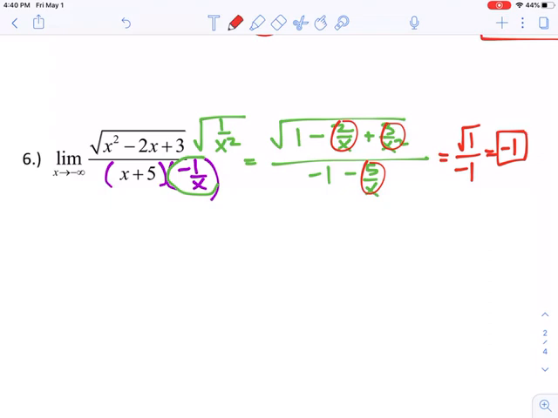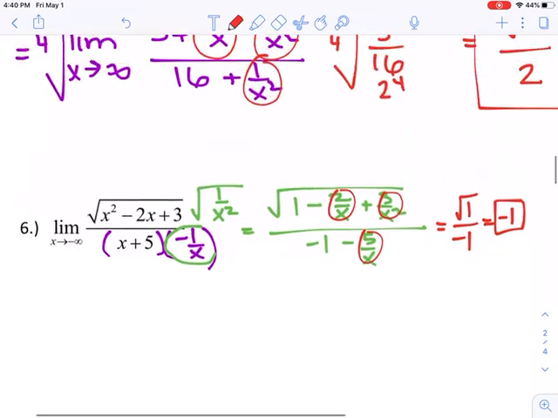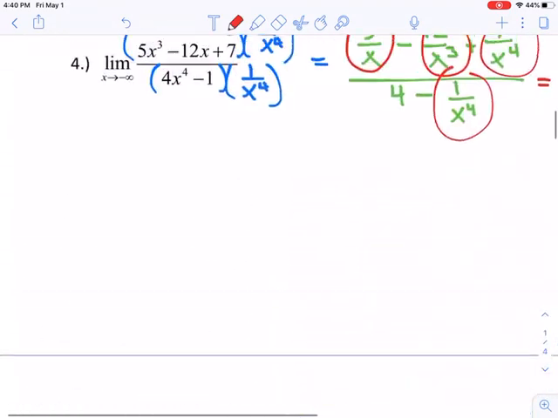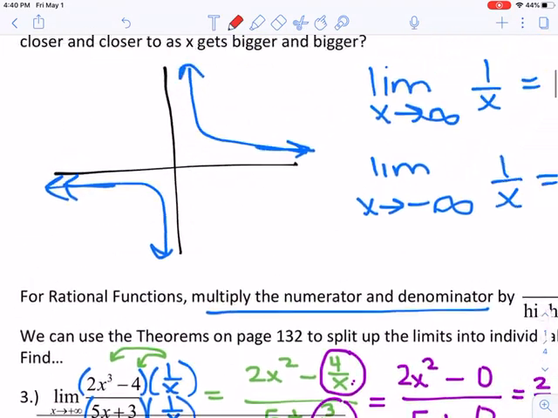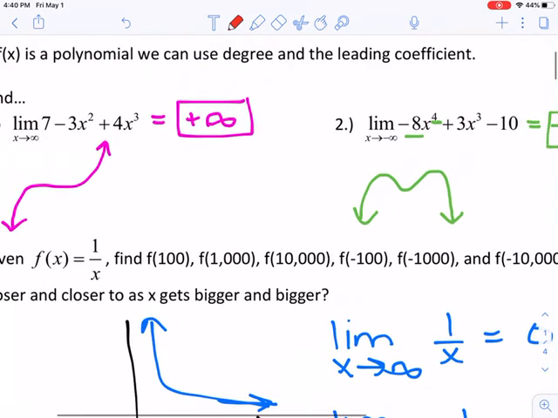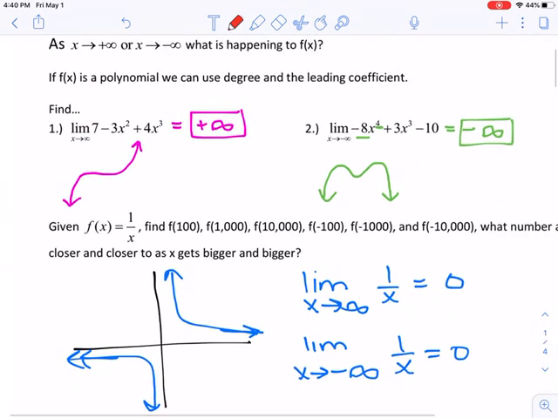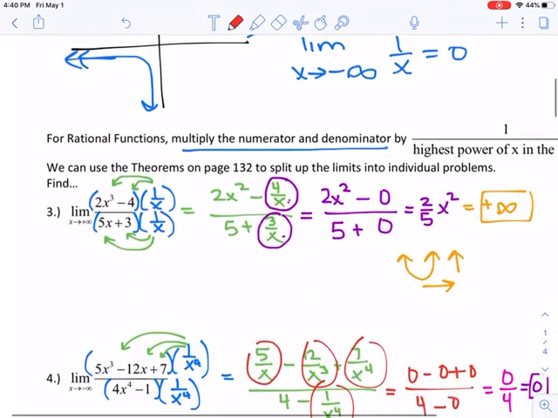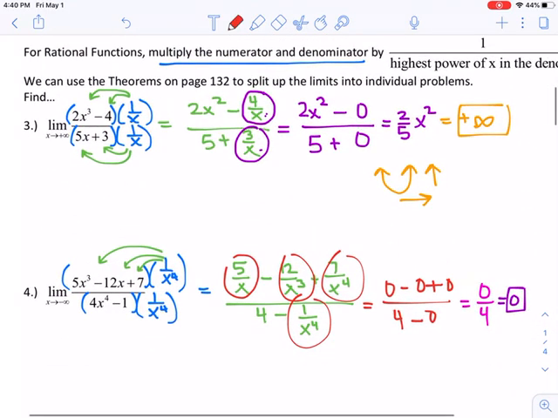So for our problems as x approaches infinity or negative infinity, if we go back to the top, if we're just looking at a polynomial function, we want to use our end behavior. If we're looking at a rational function, a fraction, then we want to multiply the numerator and the denominator by 1 over the highest power of x in the denominator. And again, remember this is only for when I have an x that approaches infinity or negative infinity.